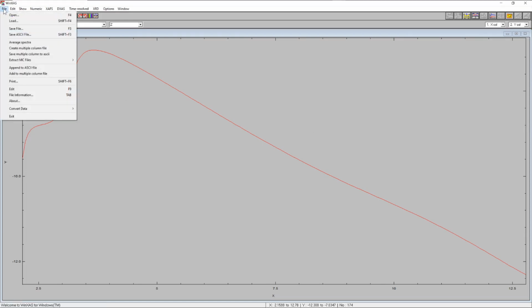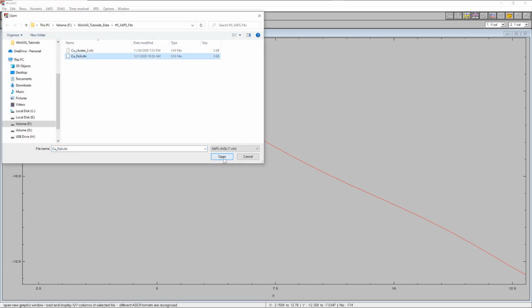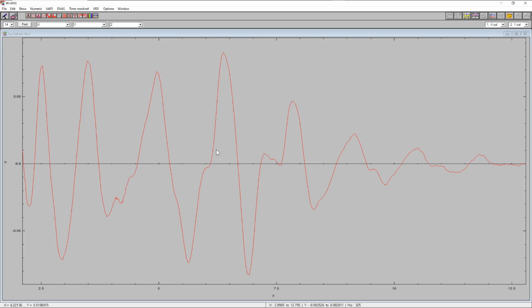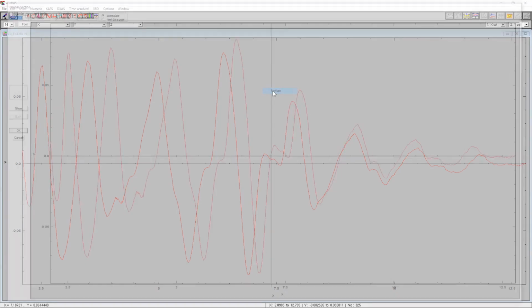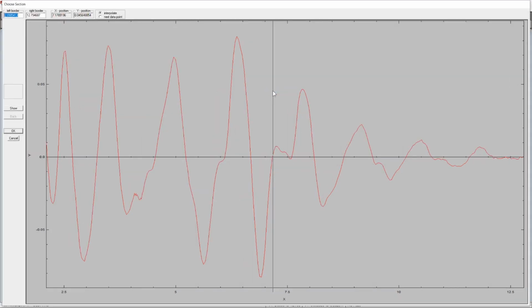Let's start with the experimental copper metal foil spectrum as a proof of concept. When using experimental phases and amplitude, it's important to make sure that the chi of k you want to use for EXAFS simulation and refinement is no larger in range than the range of the experimental phases and amplitude. Since in this case we use this chi of k to extract the phases and amplitude, the phases and amplitude will be a little bit shorter than this chi of k, so we need to cut a few points left and right of this chi of k for Fourier transformation and EXAFS simulation.